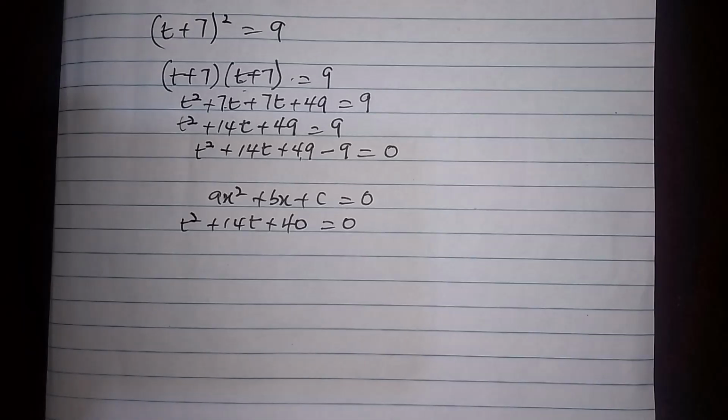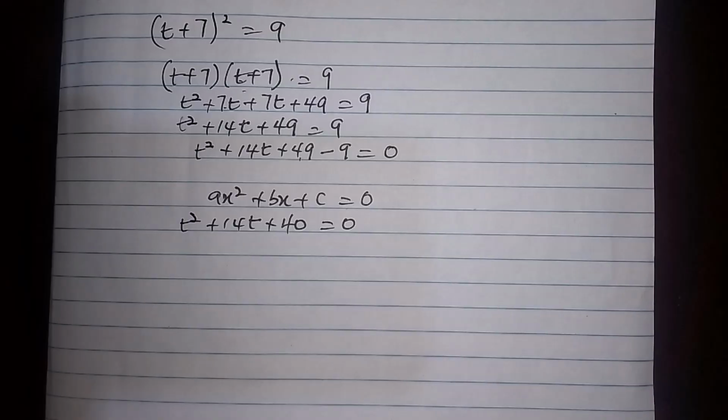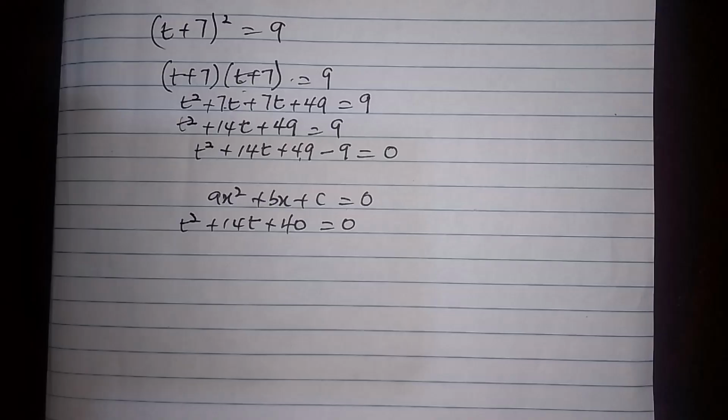We are solving this using the factorization method. You can also solve it using the completing the square method. You can also solve it using the quadratic formula. For now, we'll focus on the factorization method. For the factorization method, what do we do? We make sure that the value of a, that is the coefficient of the t squared, is 1. In this case, it is 1.